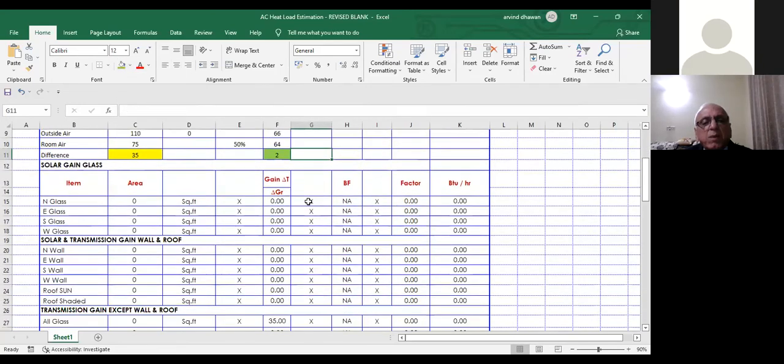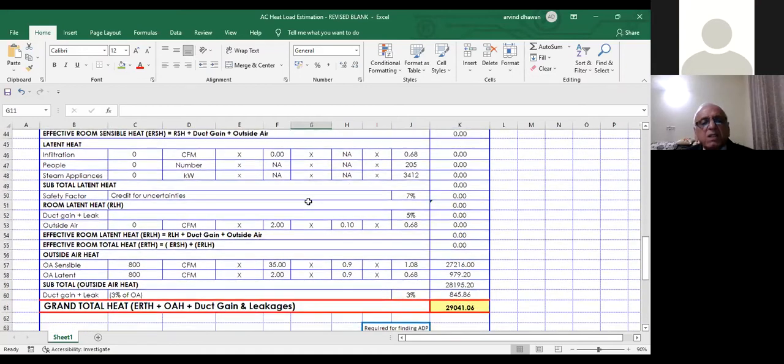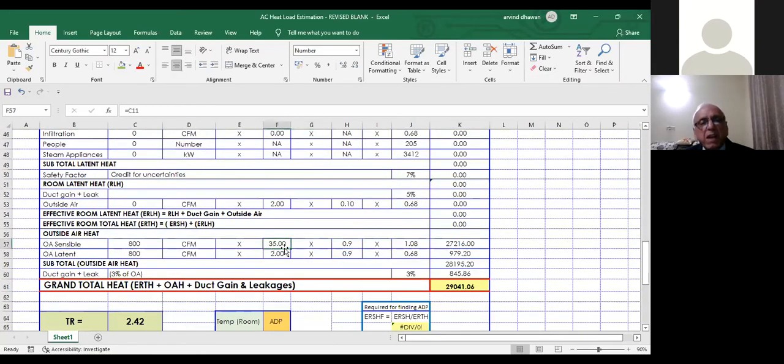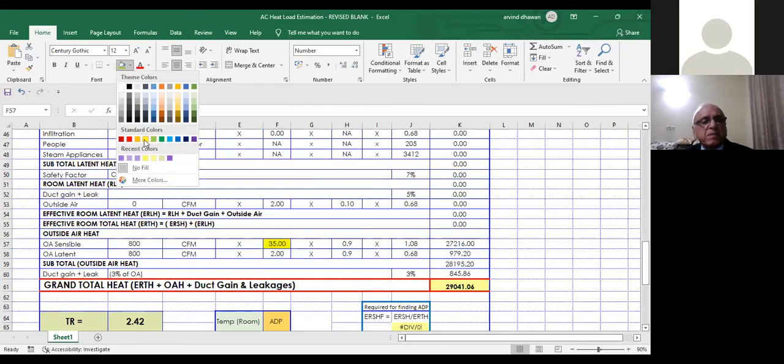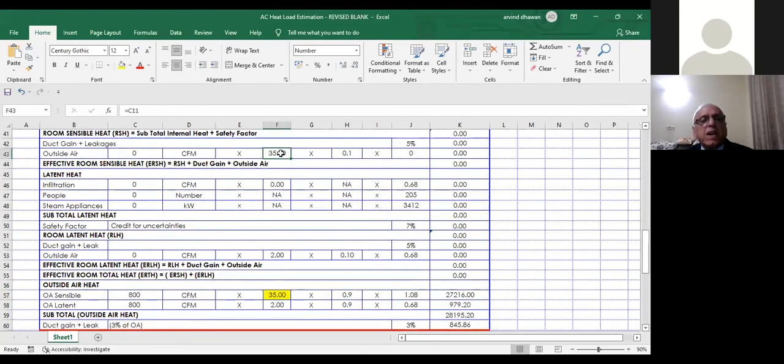Okay. Now come to the bottom. Here, wherever it is required, it has come automatically. It was required here, it came here. It was required here, it came here. So you have to do nothing, just fill in.